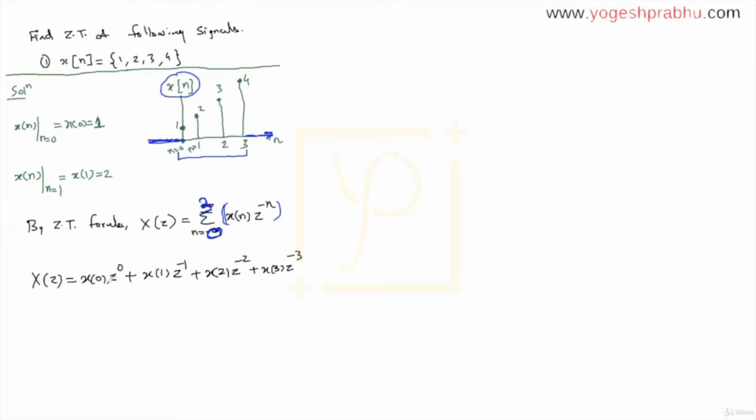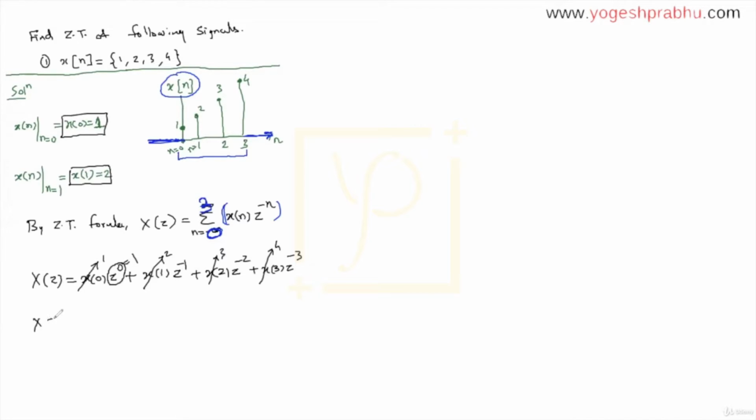Now, as soon as you get this, please understand z raised to 0, this term is going to be 1. Anything raised to 0 is 1. And do you see x of 0 is 1? You can see that here, right? And next is x of 1, which is 2. So let's plug that value here. x of 1 is 2. Now x of 2 is 3 and x of 3 is 4. I hope you get that part.